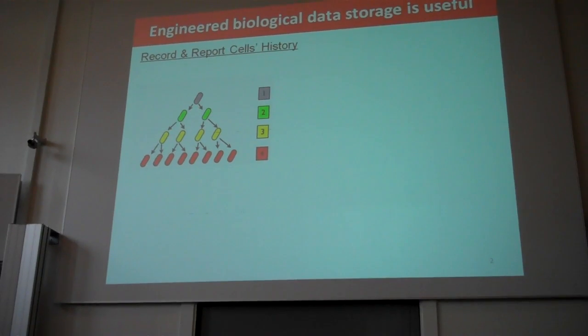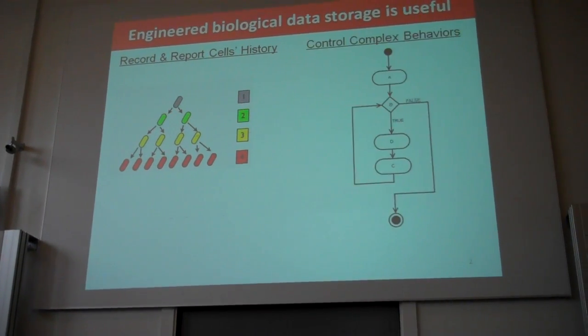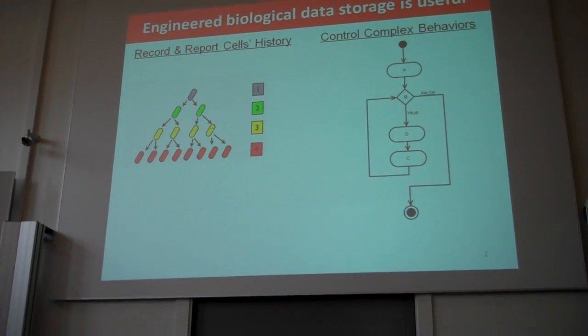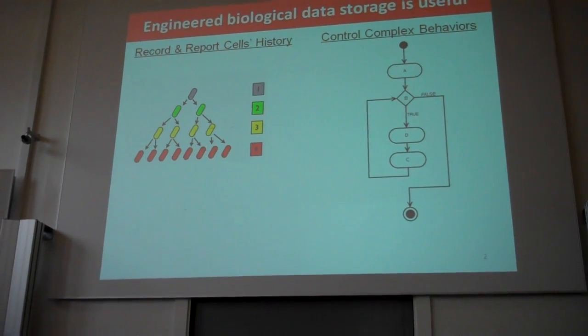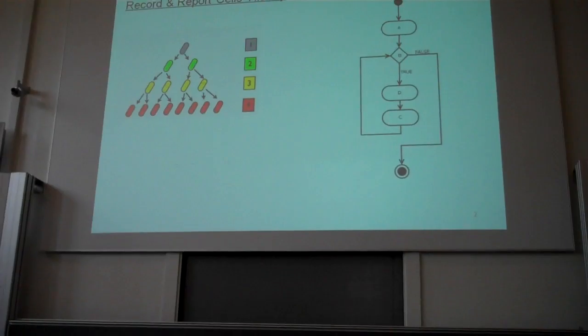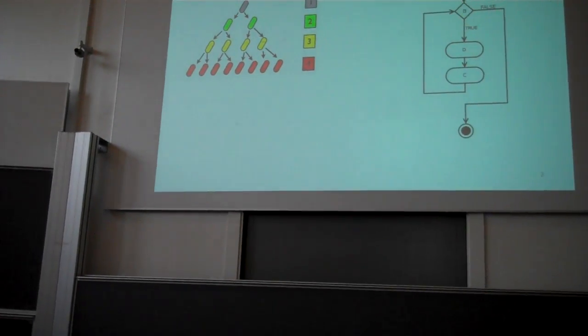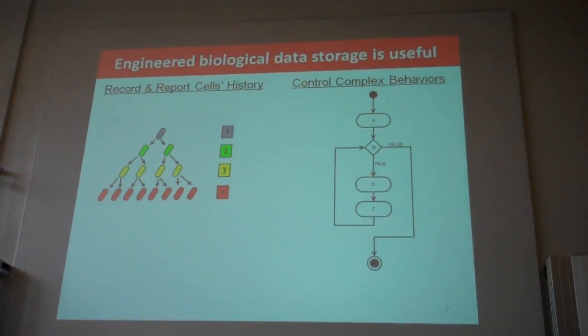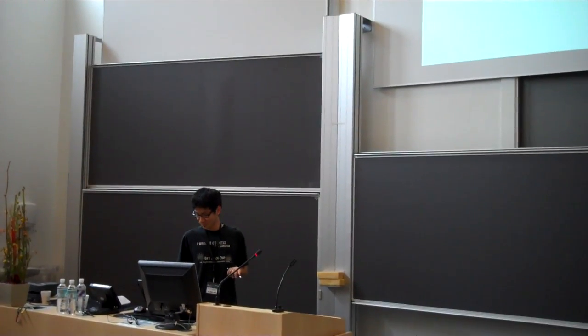Another area of application is to use it as a tool for engineering a complex behavior. Imagine that you want to engineer a smart microbe that can swim around 3 times, jump around twice, and then explode, for example. You need some kind of capability that you embed inside the cell that allows it to remember what it has done in the past. And again, you need some kind of memory.